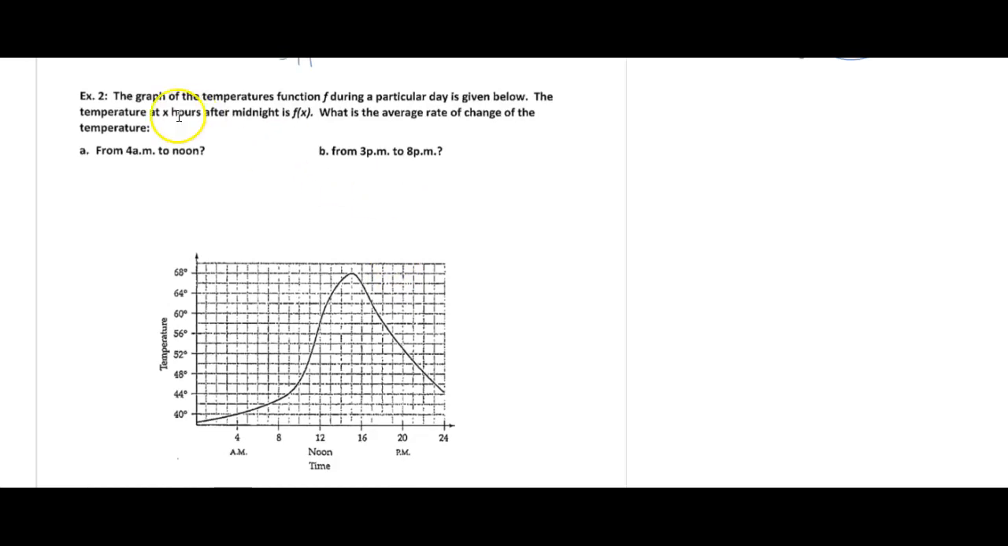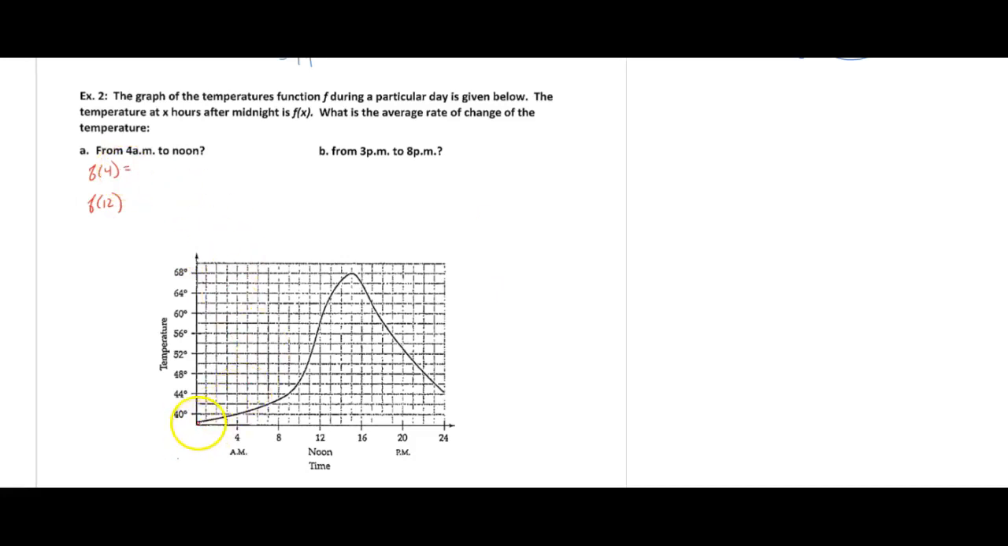So, in example 2, the graph of the temperature function f during a particular day is given below. The temperature at x hours after midnight is f of x. So they're telling you the function is f of x. What is the average rate of change of the temperature from 4 a.m. to noon, and then from 3 p.m. to 8 p.m.? So what I have to do is figure out f of 4 a.m. and then f of noon.